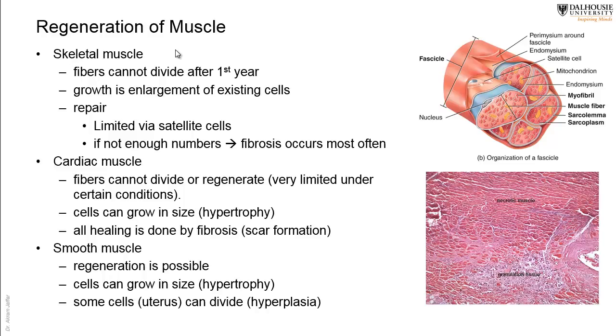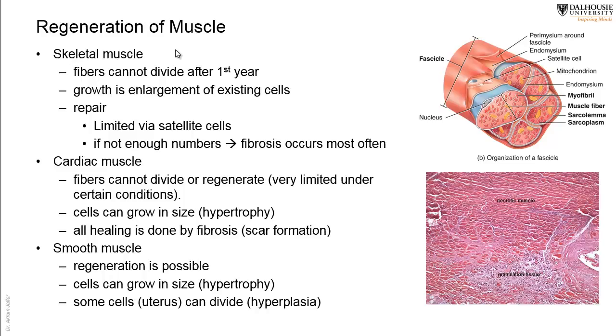Fibrous tissue contains collagen fibers and elastic fibers. It doesn't contain contractile elements, as we will see in a moment, that are present in a skeletal muscle. The same is true for the cardiac muscle. Cardiac muscles cannot divide and regenerate.